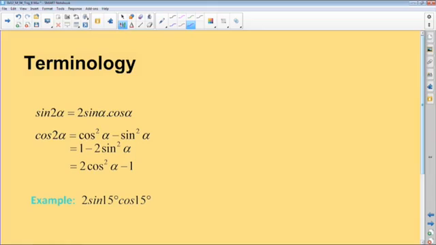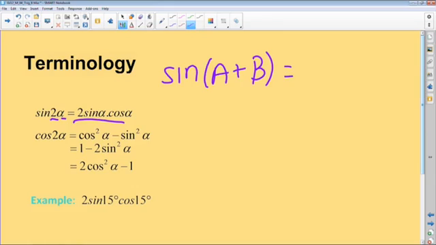So what am I talking about? I've got sine of 2 alpha, called a double angle. So it's 2 alpha, two of the same angles. The expansion for that is 2 sine alpha cos alpha. How do I get that? Remember, we know that sine of A plus B is equal to that whole expansion we've looked at just now. It's sine A cos B plus cos A sine B.